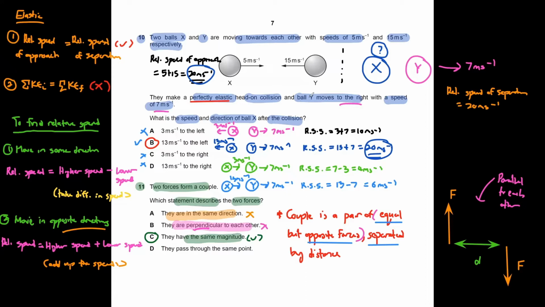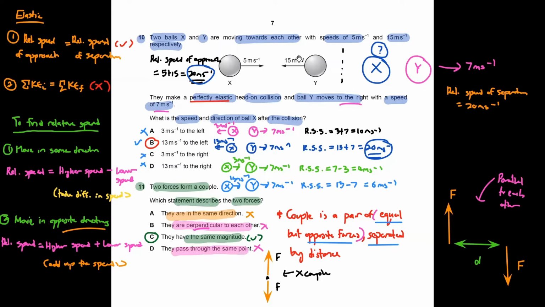Now, if you look at the last answer choice where they say they pass through the same point, this one is definitely out because they must be separated by distance in the first place. If you have a force F like this and then another F like this also, where they pass through the same point, there's no separation of distance between them. This one is not a couple because there's no separation between them. Okay, so that's for question 11.